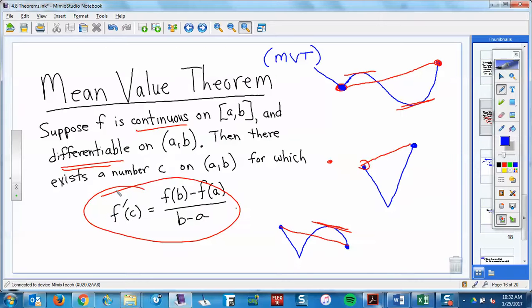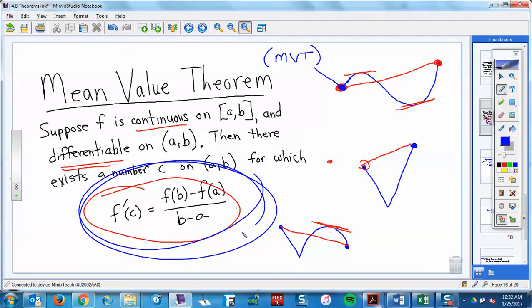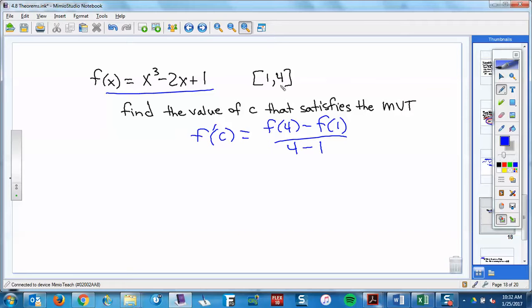You've got to memorize this. You've got to memorize the mean value theorem. So you've got to know this little formula here, right? All you do is plug your endpoints in. So how are you going to do this side? What's f of 4?